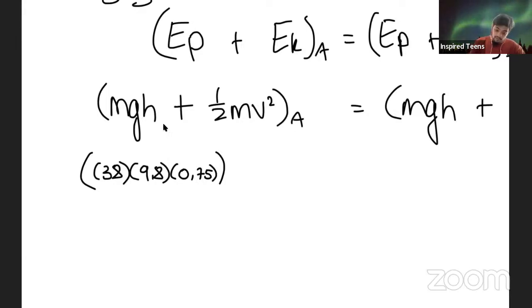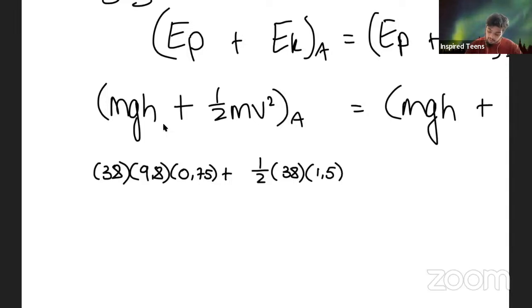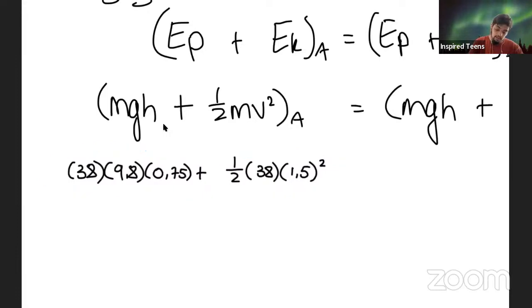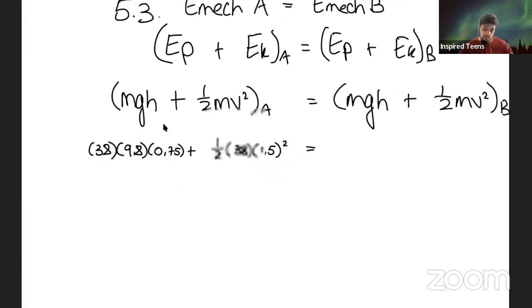Okay, we don't have to actually have these brackets. Plus half, its mass is 38, and its velocity at that point was 1.5 squared. Please do not forget to square it. I always forget to square it.